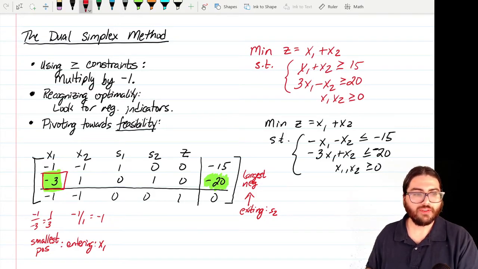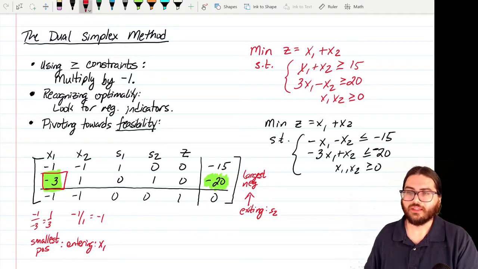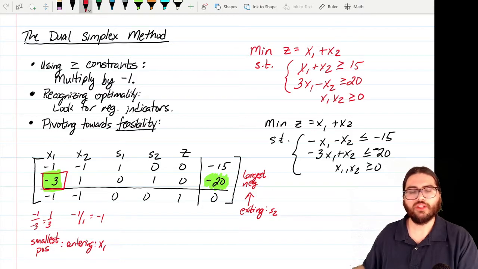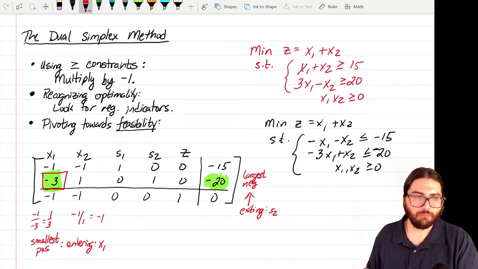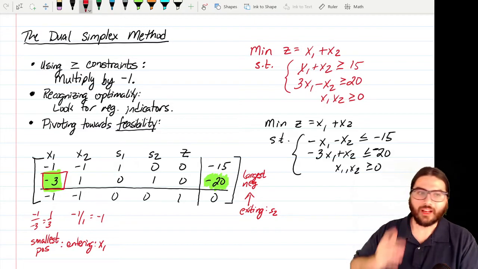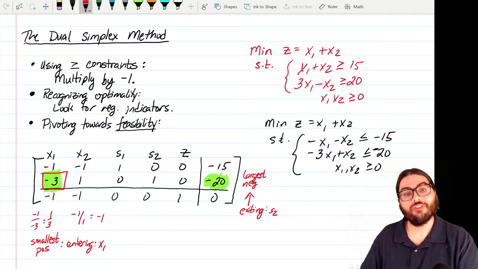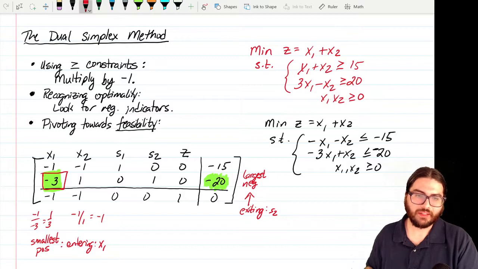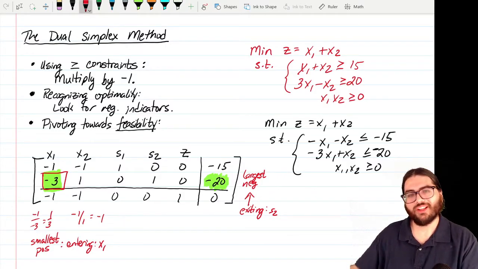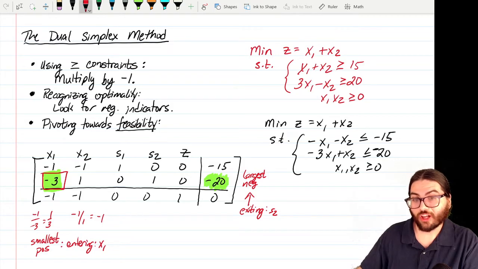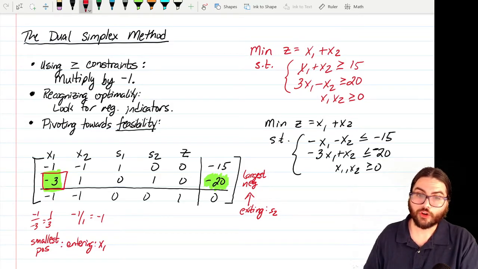Right? Because we spent a lot of last week deciding, how do I pivot towards optimality? We found the most negative, we did the ratios, we chose the smallest positive. We're doing the same thing this week, but instead of pivoting towards optimality, we're already better than optimal, but we're not feasible. So we're pivoting towards feasibility instead of optimality, which is why everything feels backwards. We're finding the largest negative number in the last column, determining the exiting variable first, then going back to determine the entering variable with those pivot ratios.